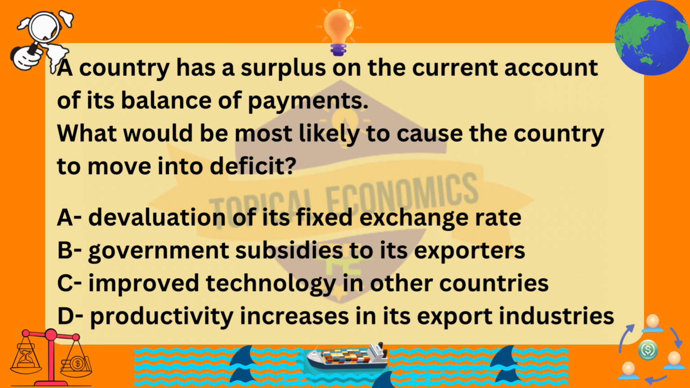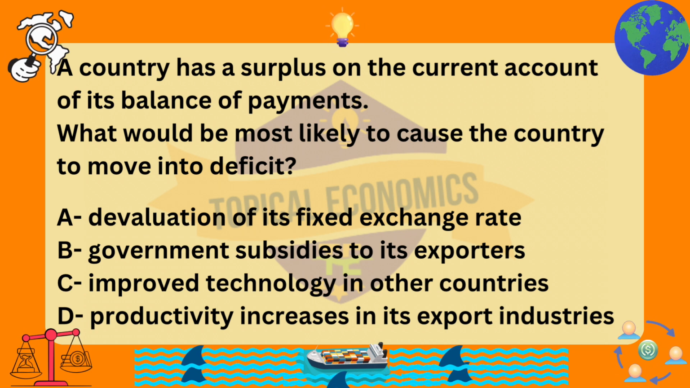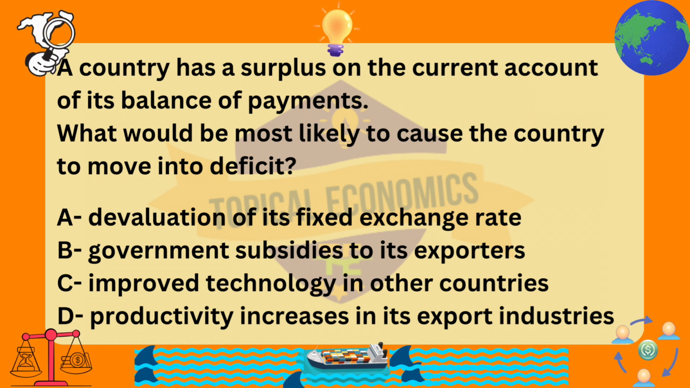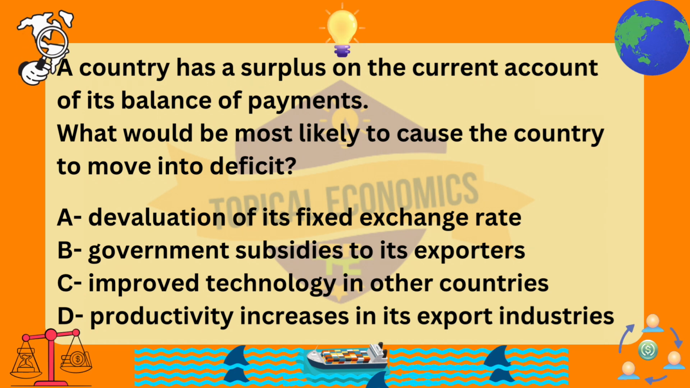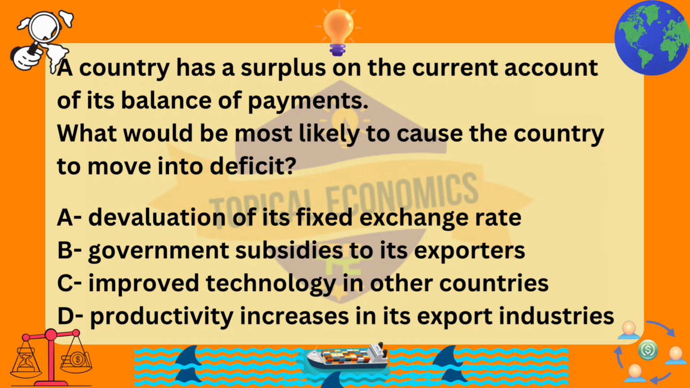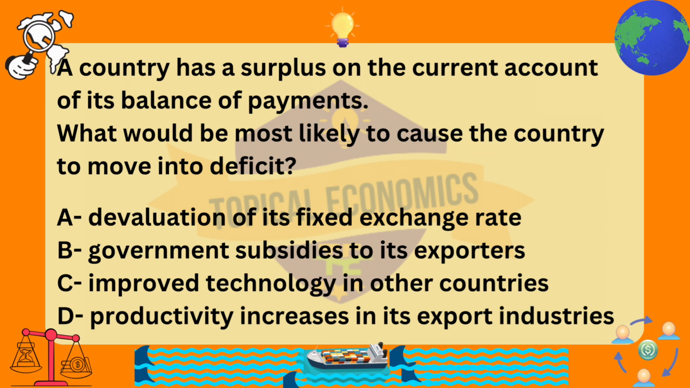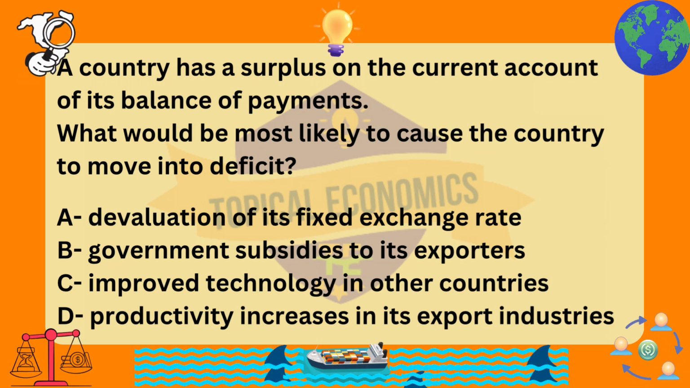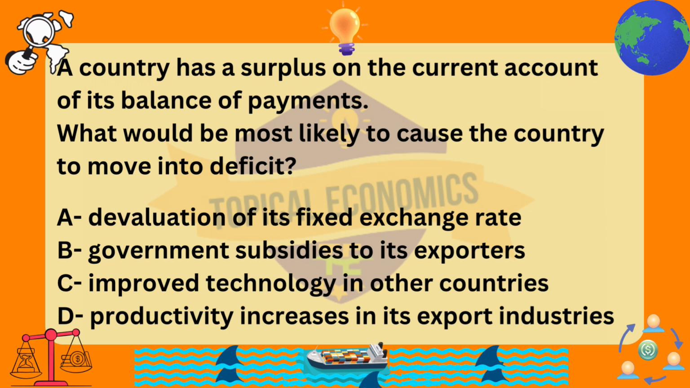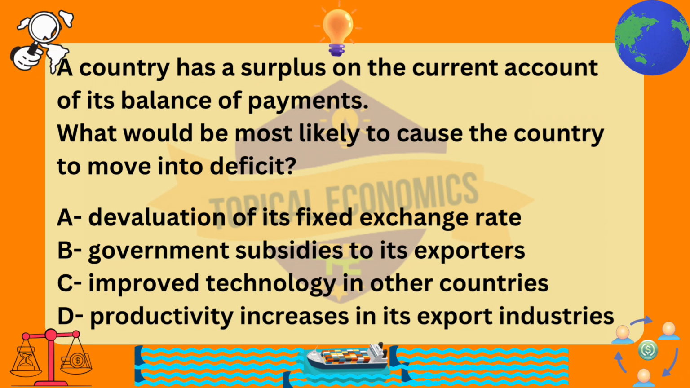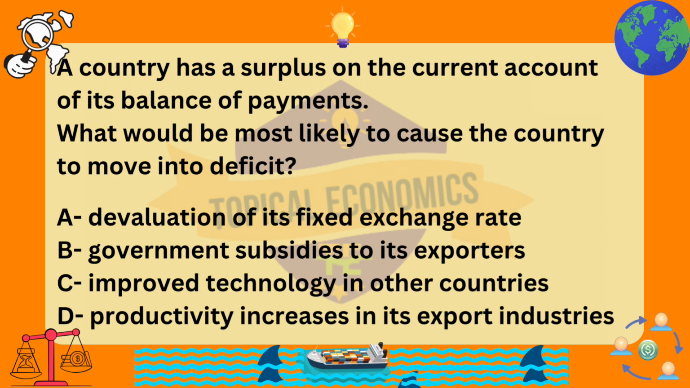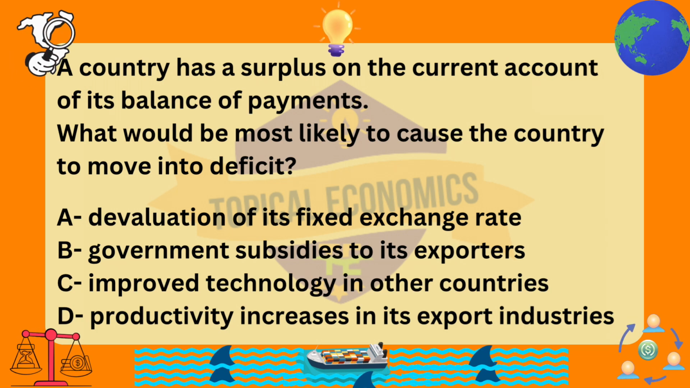A country has a surplus on the current account of its balance of payments. What would be most likely to cause the country to move into deficit? A. Devaluation of its fixed exchange rate. B. Government subsidies to its exporters. C. Improved technology in other countries. D. Productivity increases in its export industries. Reference, 2022 May-June version 3.